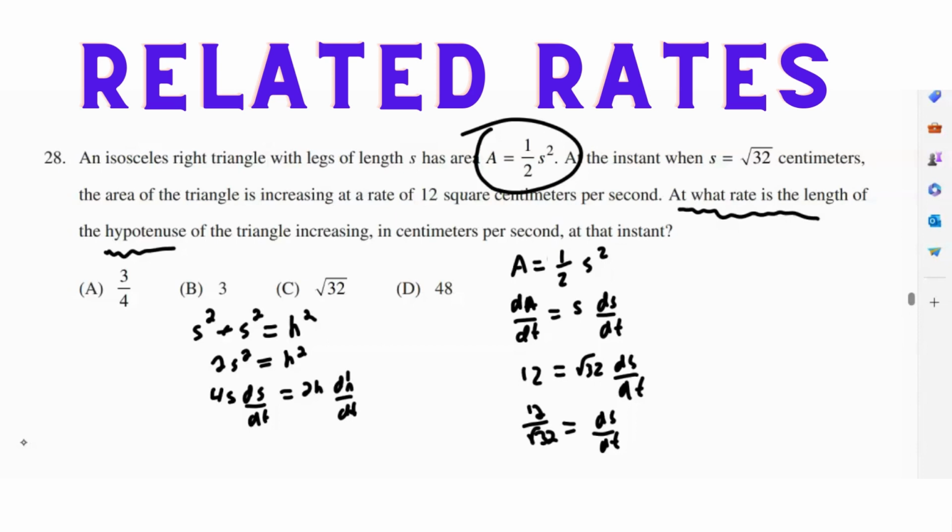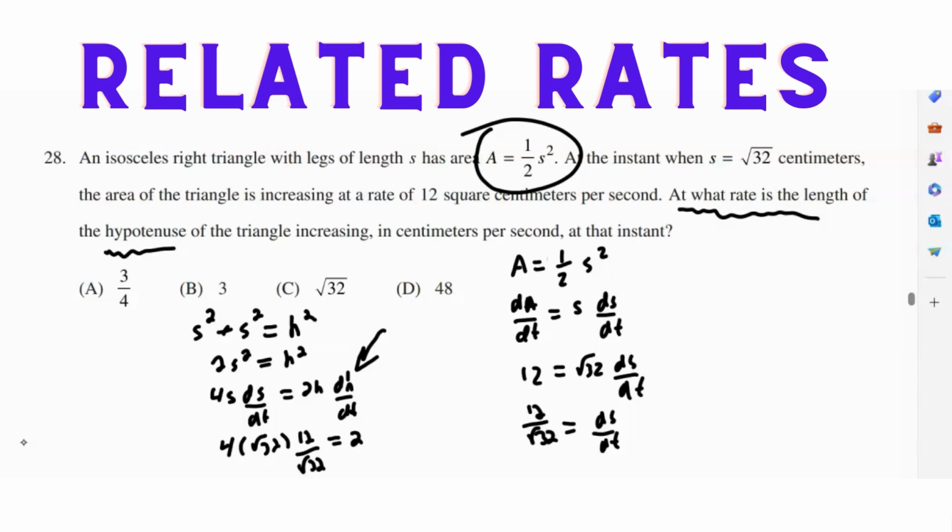Now our goal here is we're finding the rate at which the length of the hypotenuse is changing. So we're trying to find dh/dt. All right, so let's plug in what we have. So we've got the 4, we got s is root 32, we got ds/dt is 12 over root 32 is equal to 2 times, now we don't have h.